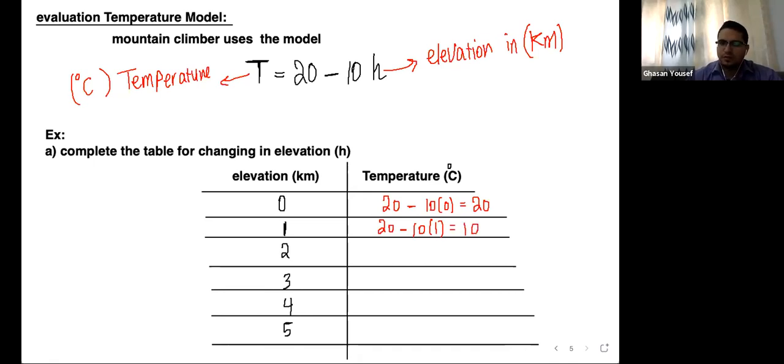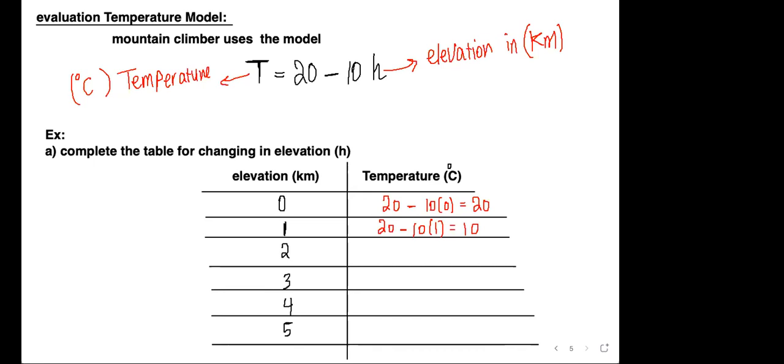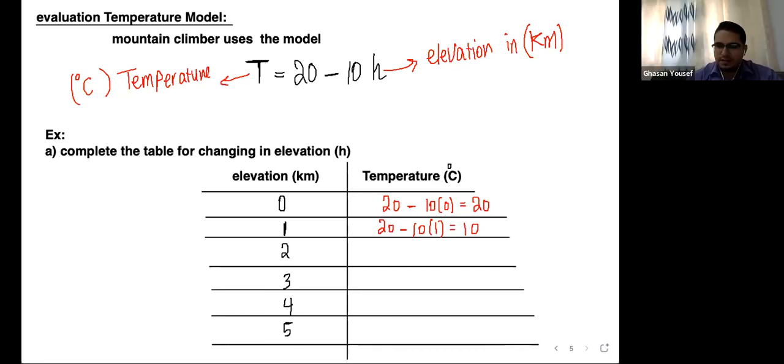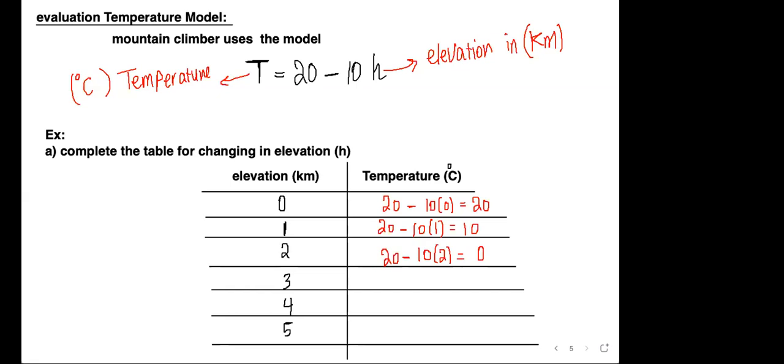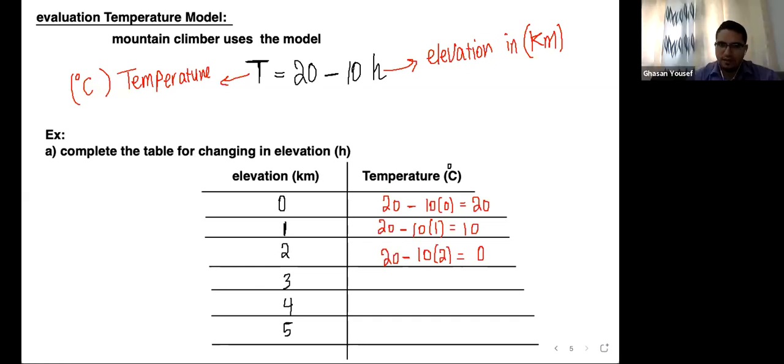For 2 kilometers, the same thing, 20 minus 10 times 2, right? And what does that give me? 0 Celsius. Perfect. What about 3? 3 is 20 minus 10 times 3. That gives me 20 minus 30, which is minus 10. The same thing here: for 4, 20 minus 40 is minus 20. For 5, 20 minus 50 is minus 30.